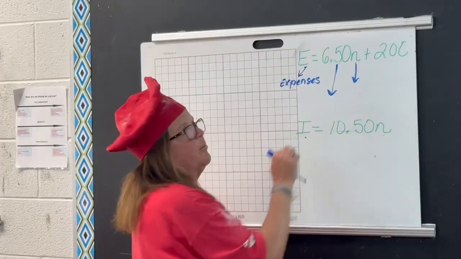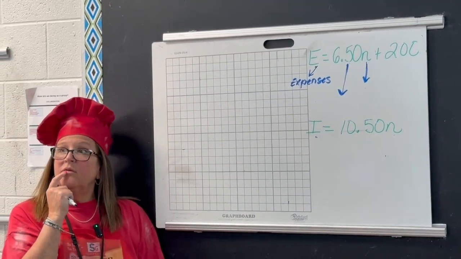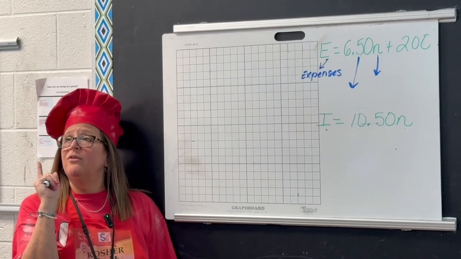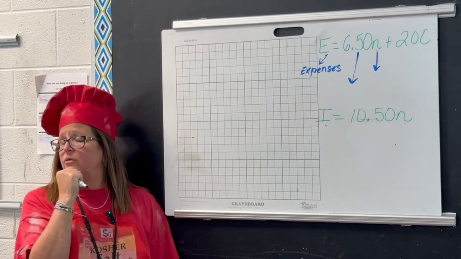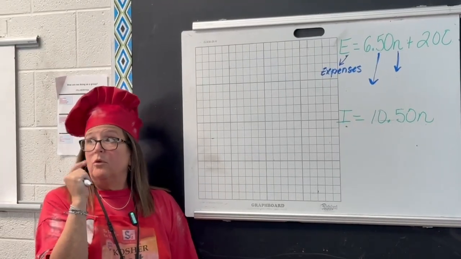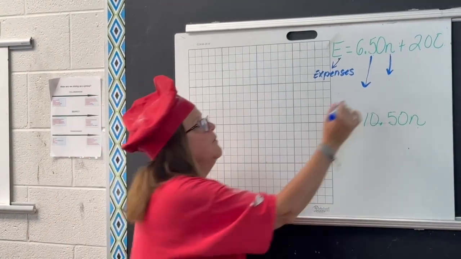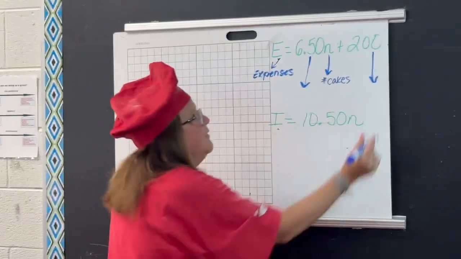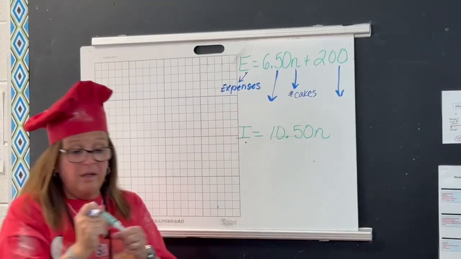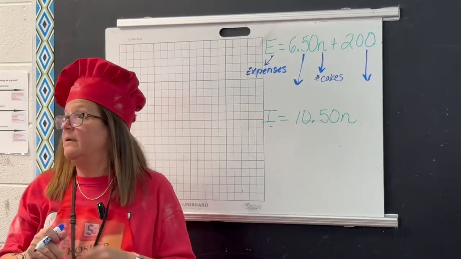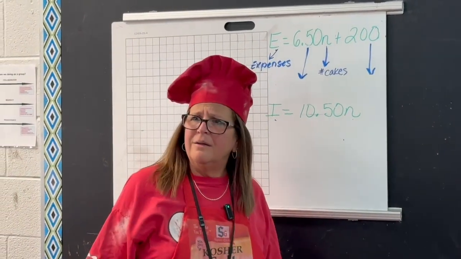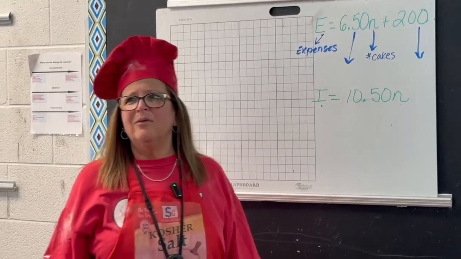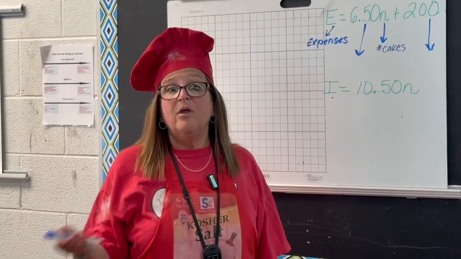What do we think the N represents? Unit. Okay, what unit? What information is the N representing? Remember, these are the two equations for this past month in terms of the number of cakes that I've sold. Number of what? Cakes. And what is the plus 200? What do we call that? I'm a baker. What's the y-intercept? What does that mean? Startup fees.